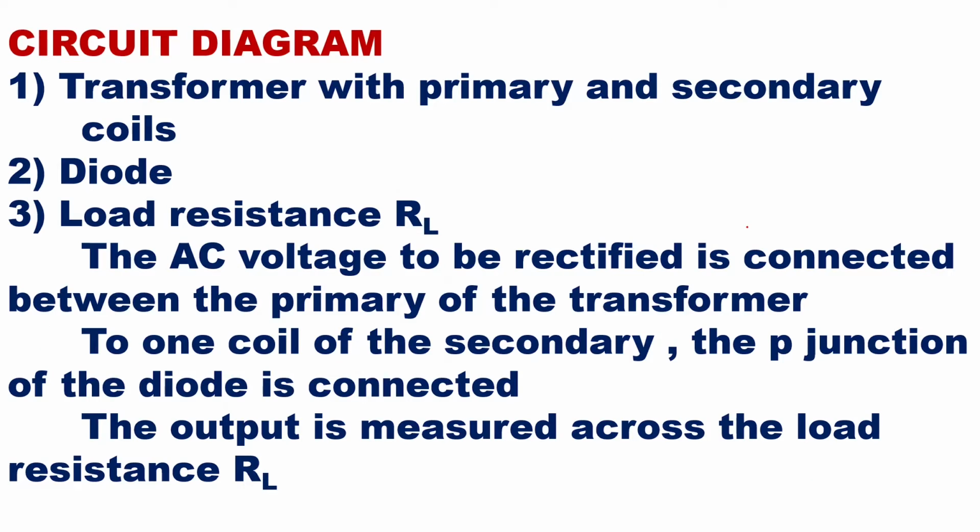So if you see, the circuit diagram has a transformer which has primary and secondary coils. It has a diode which is used for rectification, that is conversion of AC to DC. It has a load resistance RL. The AC voltage to be rectified is connected between the primary of the transformer to one coil of the secondary. The P junction of the diode is connected. The output is measured across the load resistance RL.